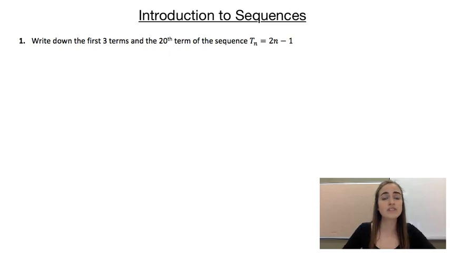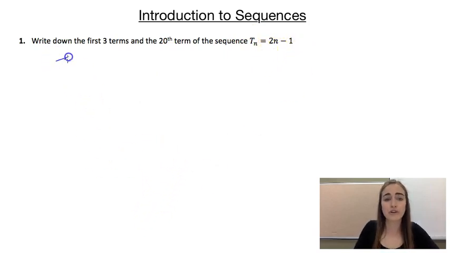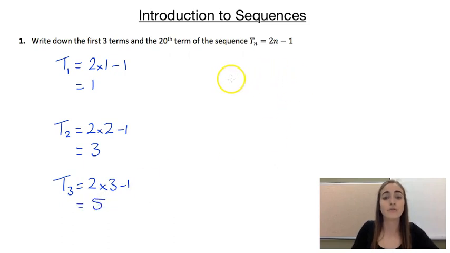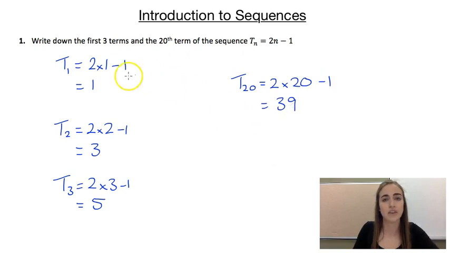So our first example asks us to write down the first 3 terms and the 20th term of the sequence Tn equals 2n minus 1. So if we want to find the first term, we've got to have T1. So we're going to have 2 times 1 minus 1, which would just give us 1. The second term would be 2 times 2 minus 1, which would give us 3. The third term would be 2 times 3 minus 1, which would give us 5. If we wanted the 20th term, we're going to substitute 20 in there. So we'd have 2 times 20 minus 1, which would give us 39.